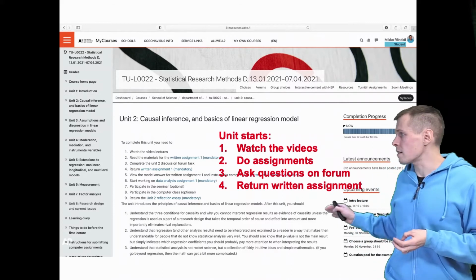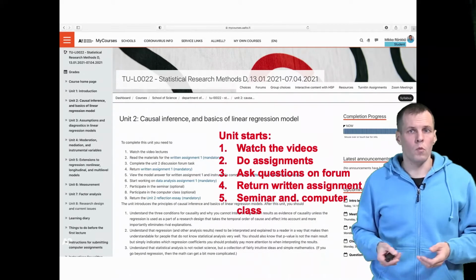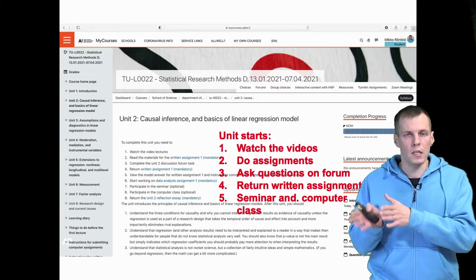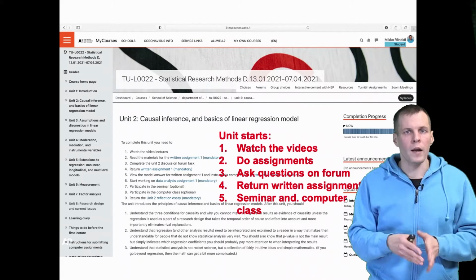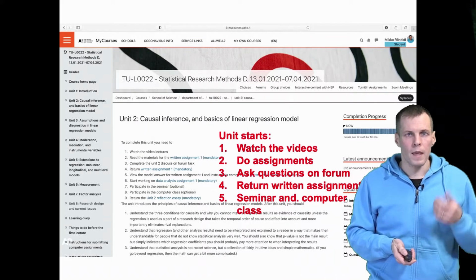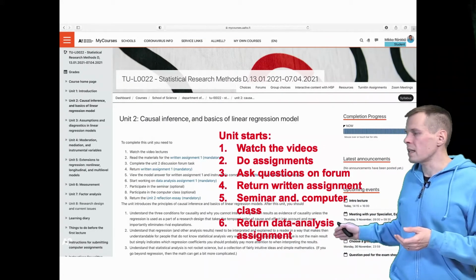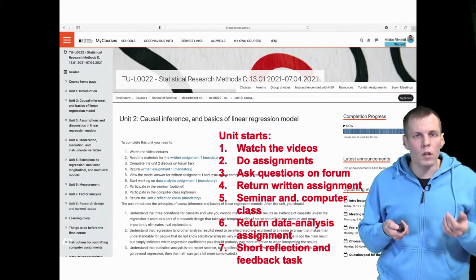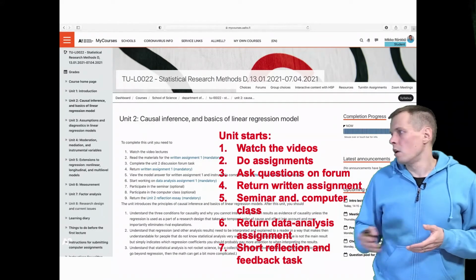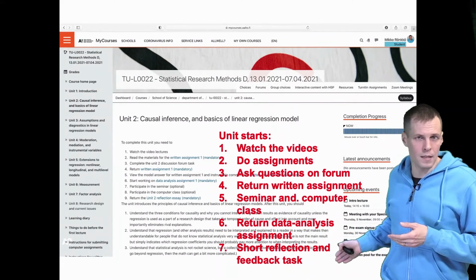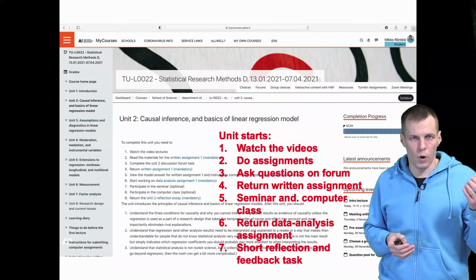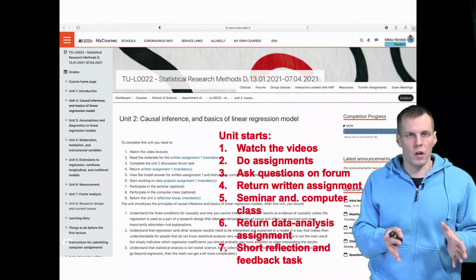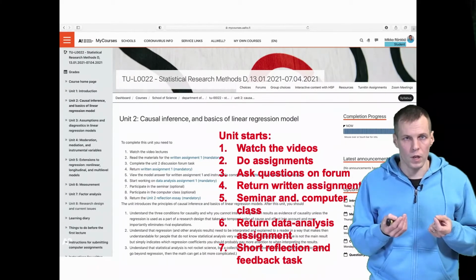Then you return the written assignment, and then we have a seminar and a computer lab. If we are in person, then these will be in a classroom. If we are online, then these will be on Zoom. After that, you return the data analysis assignment if one is assigned to that unit, and then the unit concludes with a short reflection and feedback task where you write briefly what you learned from the unit, what you think was challenging, and also optionally give feedback on how the unit could be improved.